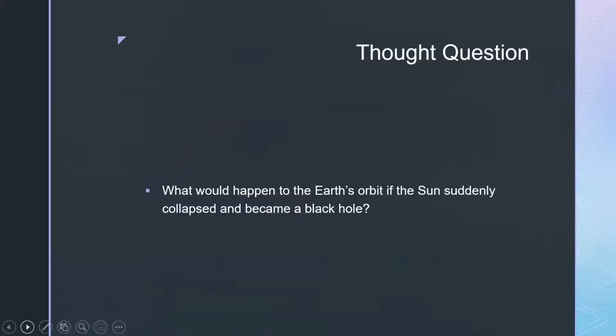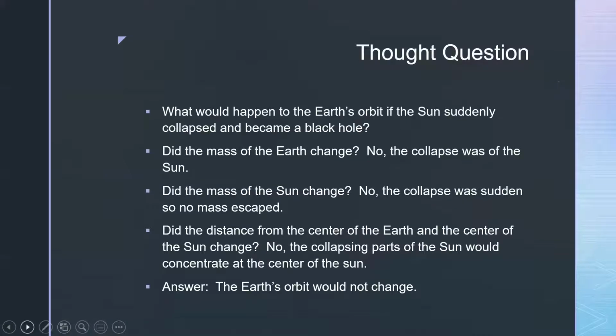Well, yes, the Earth will get cold, but that doesn't affect the orbit. So what would actually happen? Well, here's the thing. Did the mass of the Earth change? Well, no, all the collapse happened on the sun. Did the mass of the sun change? I'm going to say no, it just all shrunk down into what we call a singularity, but it didn't lose any mass. Did the distance between the center of the Earth and the center of the sun change?